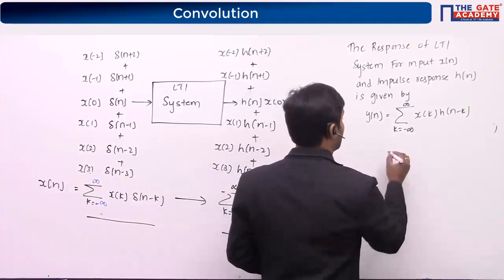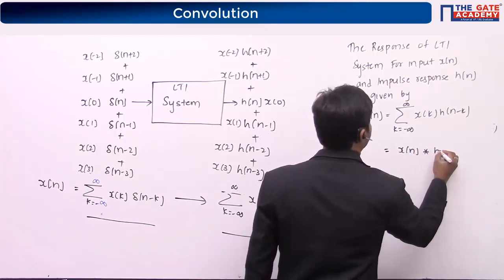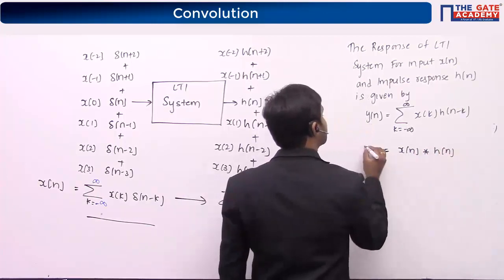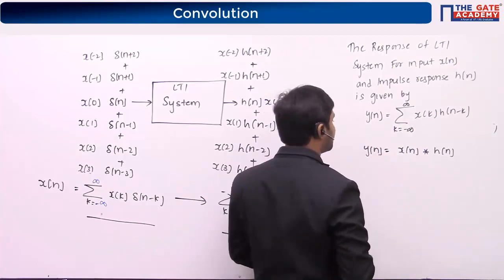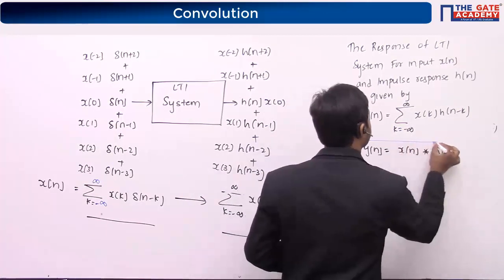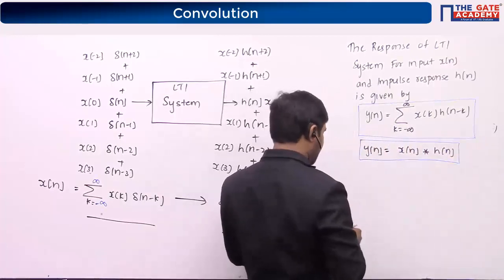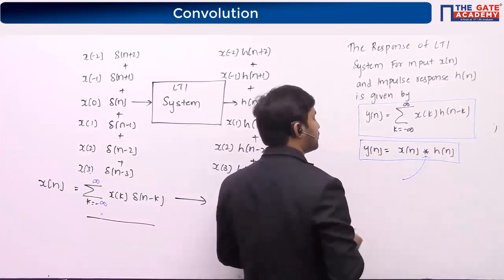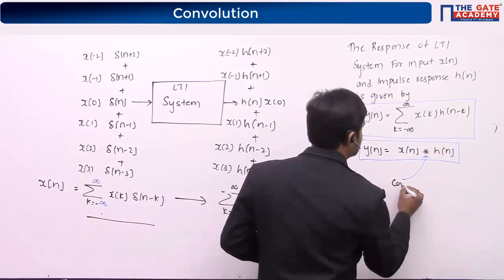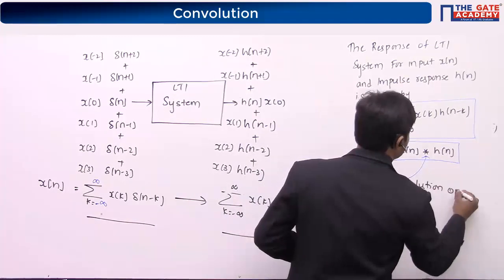This can also be called x of n convolved with h of n. That is, y of n is equal to x of n convolved with h of n. So this operator that we have over here is what we call a convolution operator.